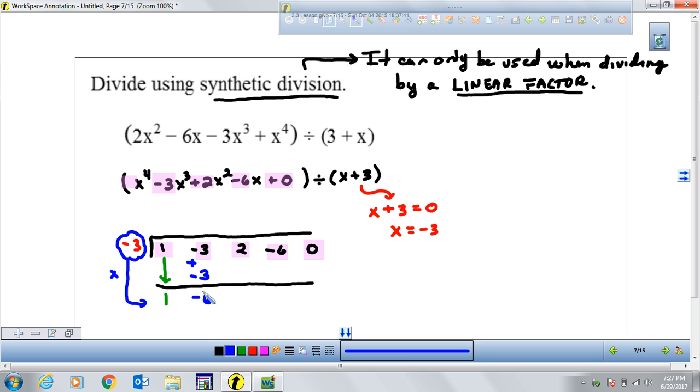Now you're going to multiply the negative 6 times the negative 3 again. That's going to be a positive 18. Then you put it on the next column, and you add these numbers inside. That's going to give you a 20. Then you're going to multiply that 20 again. 20 times negative 3 is negative 60. If I add it to negative 6, that's negative 66. Then negative 66 times negative 3 is 198 plus 0, it's going to be 198. So this last number is going to be your remainder.